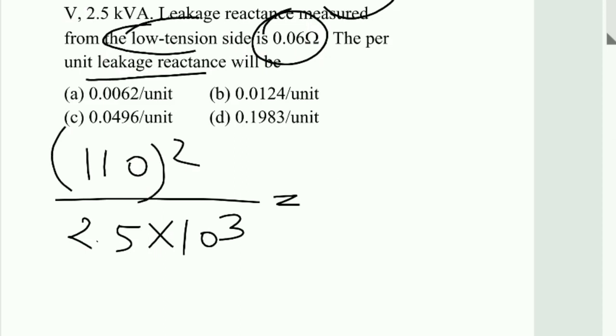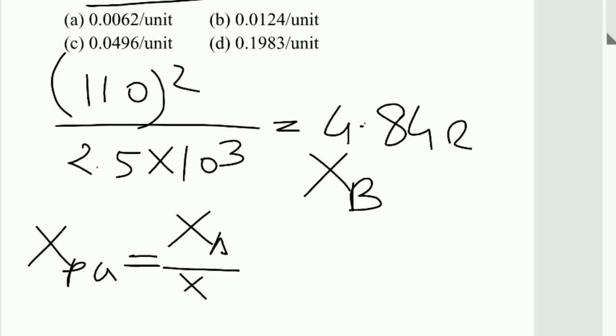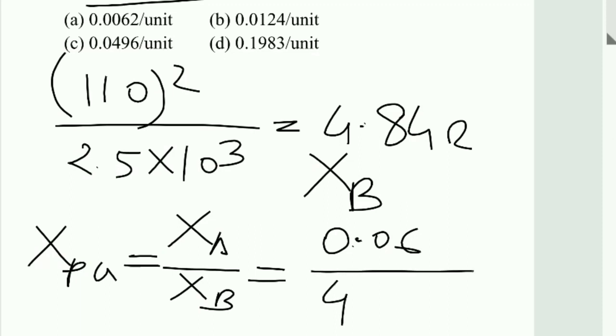So we will get 4.84 ohm. What is it? It is the base value, right? So now we can calculate the per unit value. So xpu will be x actual value by xb base value, which equals 0.06 by 4.84. So we will get the answer from here.